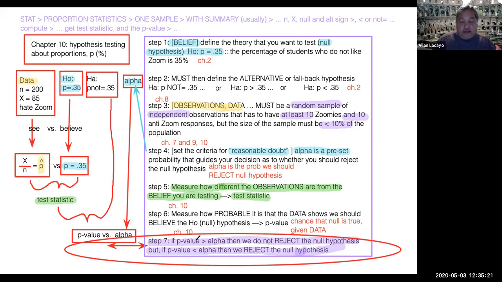Problem 7 was an example of the p-value in that case being bigger than alpha. 0.21 was bigger than 0.05. So you don't reject the null. And then you state what not rejecting the null means in the context of the question.